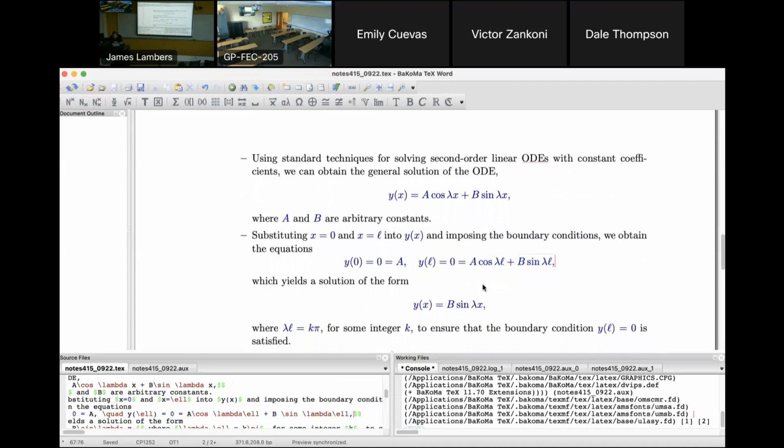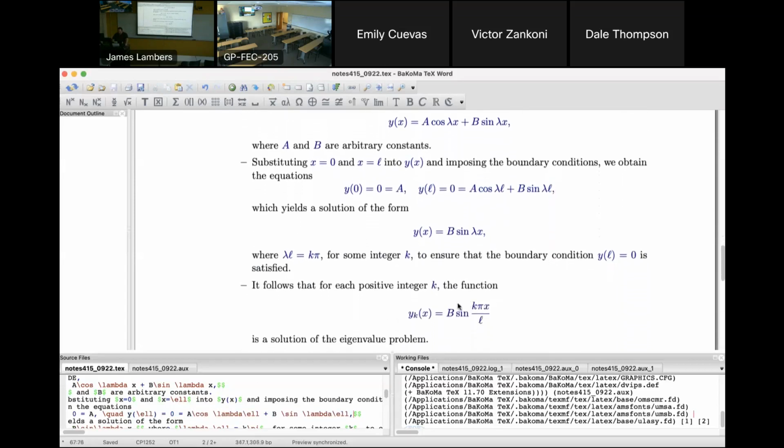But when is sine equal to 0? It's when the argument is an integer multiple of pi. So the argument to sine here, lambda L, must be some integer k times pi, and that way this boundary condition is satisfied. So you see here that the right boundary condition is the one that limits the workable values of lambda.